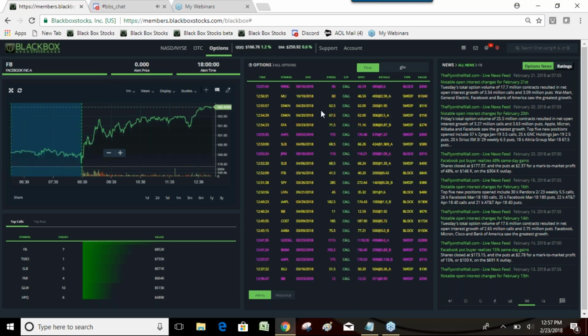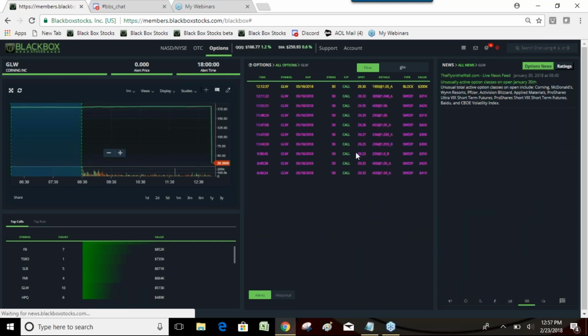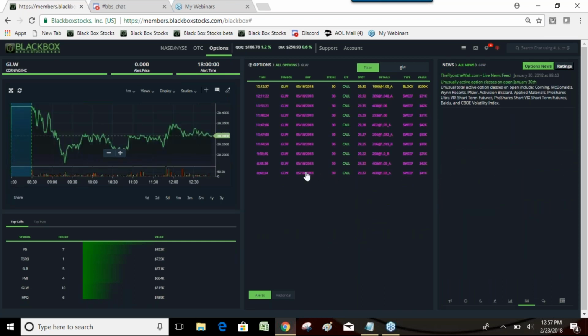So again, we're going to go to all options. GLW. It's had 10, all on the same strike: May 18th, $30 calls. I didn't play these. It's not moving like I'd like to see it move. This first sweep $1.03, $1.05, $1, $3, $5, $5 hours later. That's not what I'm generally looking for, but it may be a good play.